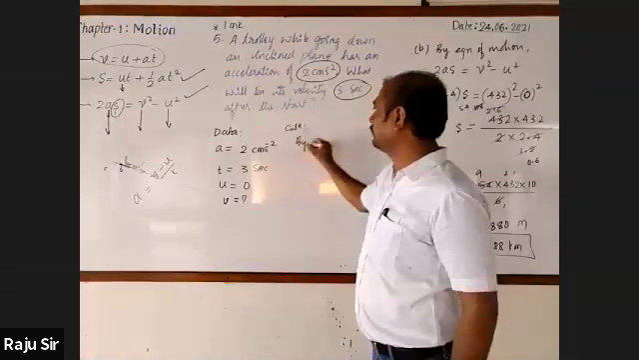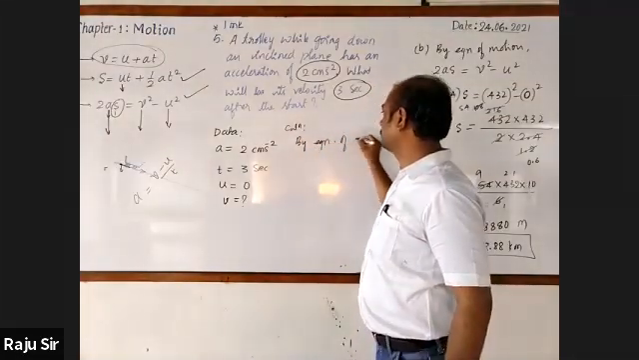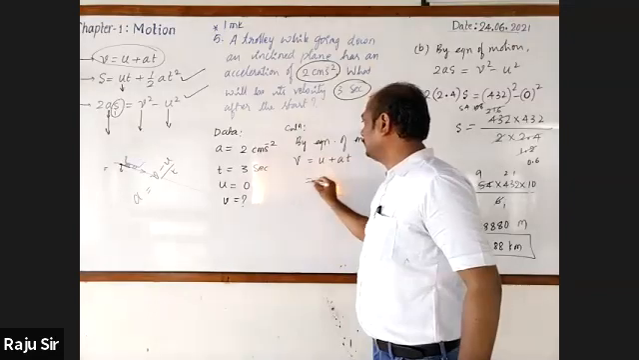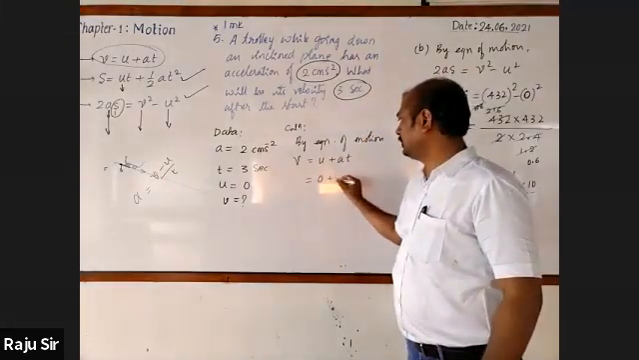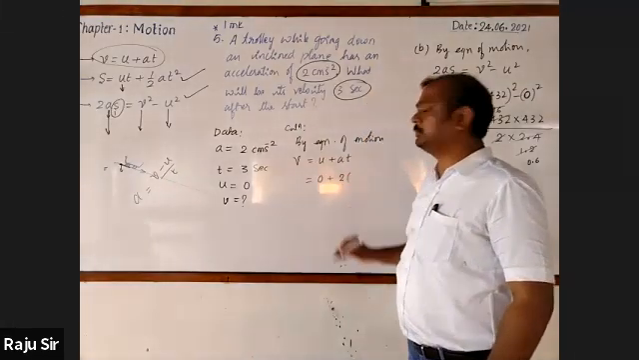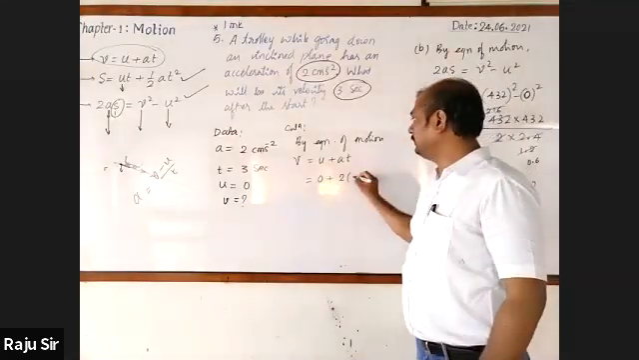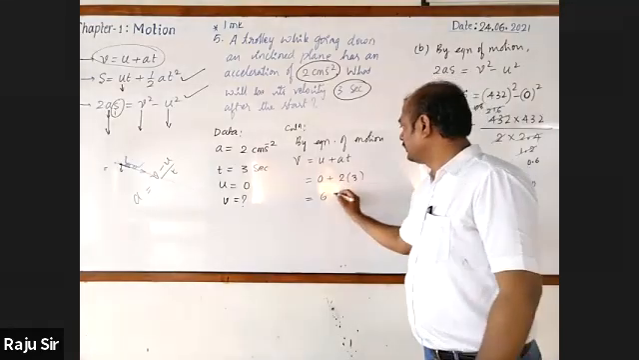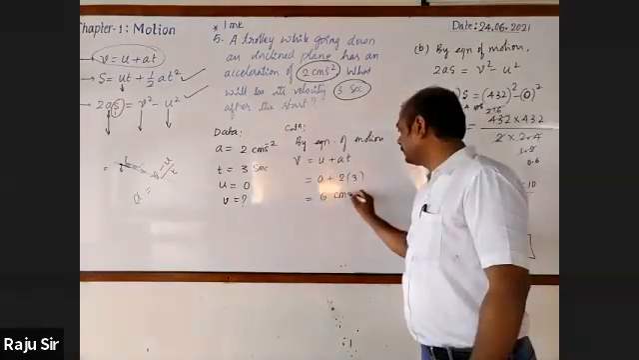As you said, I go for the equation of motion. The answer is 6. By the equation of motion, v is equal to u plus at. The initial velocity is 0, acceleration is 2 centimeters per second square, and time is 3 seconds. So it is equal to 6 centimeters per second.